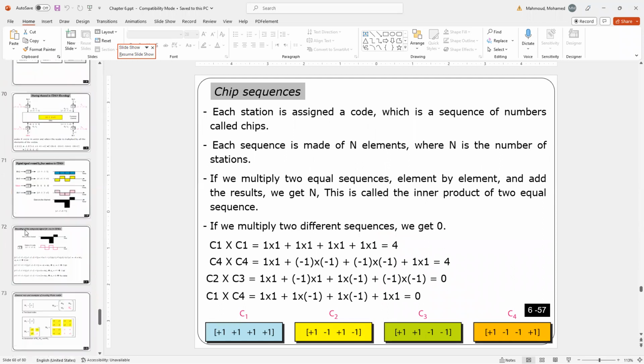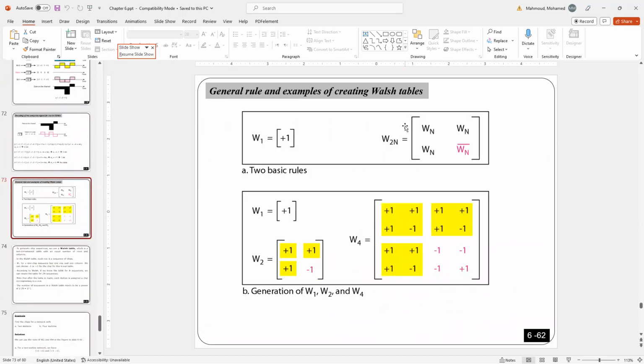And the last one here, you also need to know Walsh tables. As I told you, Walsh tables are simple. It's one way to calculate the chips. You can create this table for 1, 2, 4, and then after 4 it has to be 8, because it has to be 2 to the power of something. You got what I'm saying?